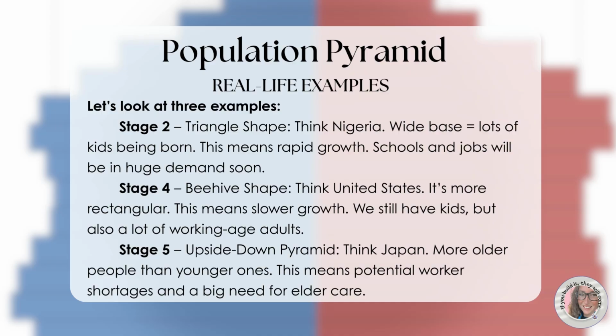Stage 4, beehive shape. Think United States. It's more rectangular. This means slower growth. We still have kids, but also a lot of working-age adults. Stage 5, upside down pyramid. Think Japan. More older people than younger ones. This means potential worker shortages and a big need for elder care.